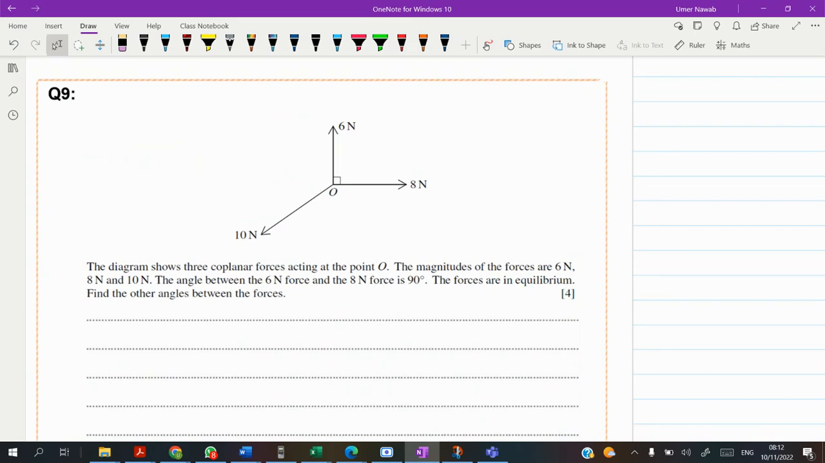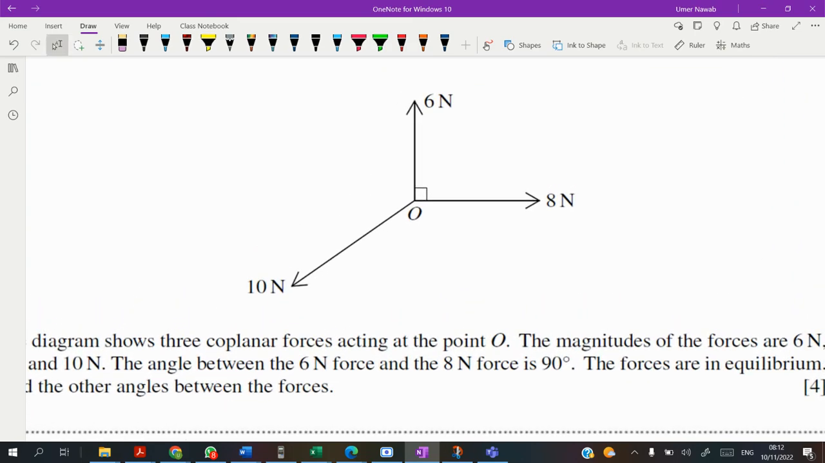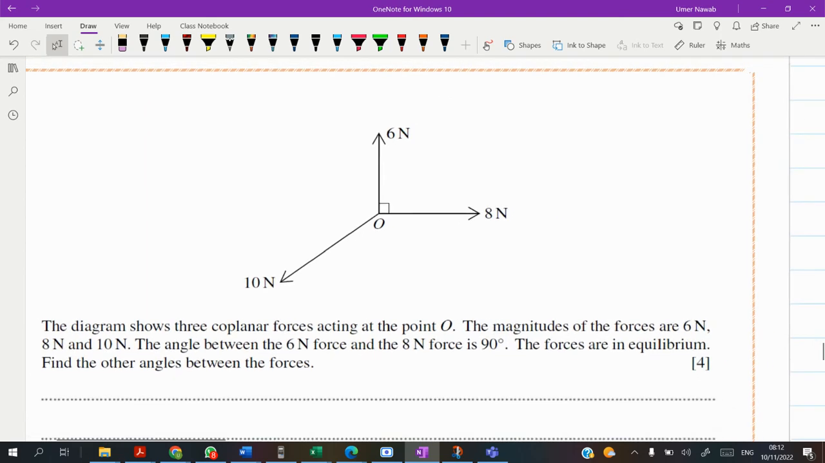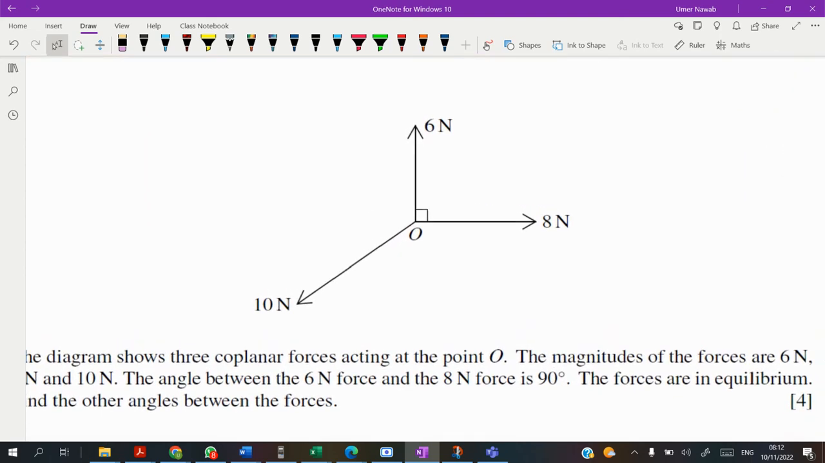Question number 9, guys. If you can see, we have three forces and the system is in equilibrium. He said, can you find the angles? I need these two angles.